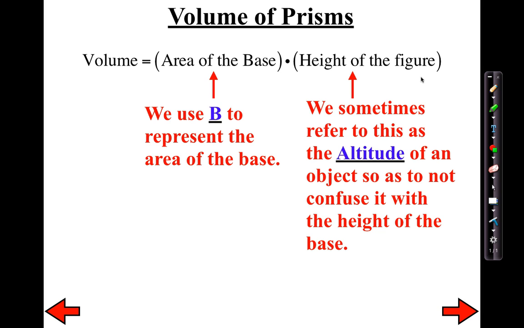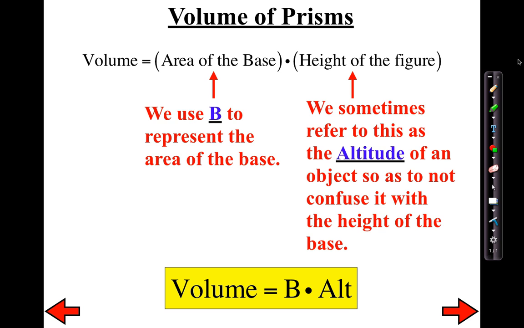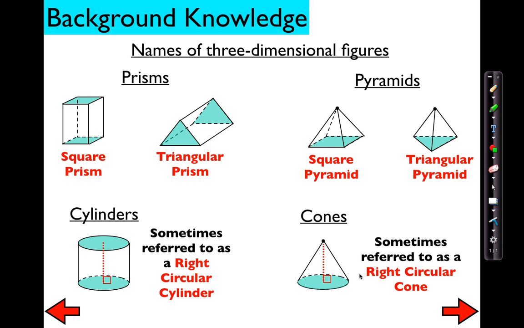Why? Because if you use the word height, you're going to see with some of the examples, it's going to be confusing because you're going to wonder, okay, the height, there's going to be two different heights. So we are going to use the word altitude. So quickly, for short, the volume for a prism is now going to be capital B times the altitude, ALT. So, let's do a rundown of background knowledge.